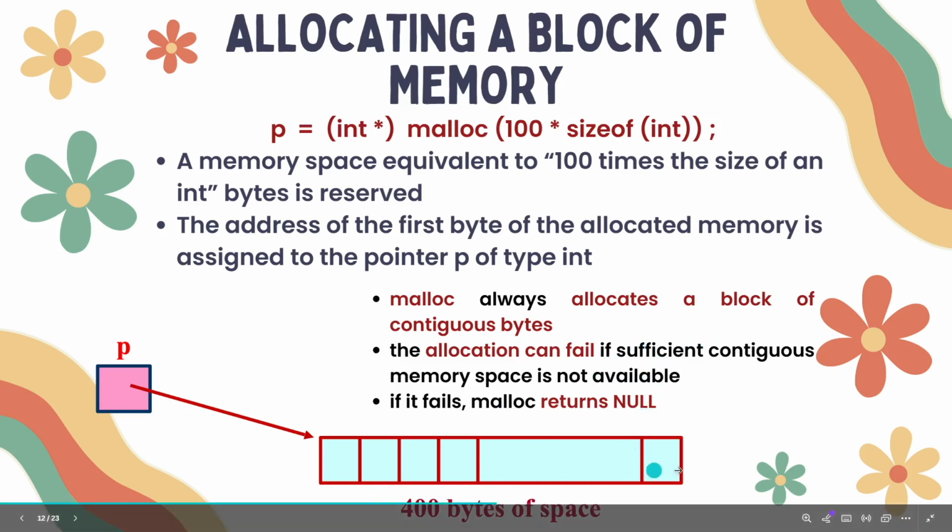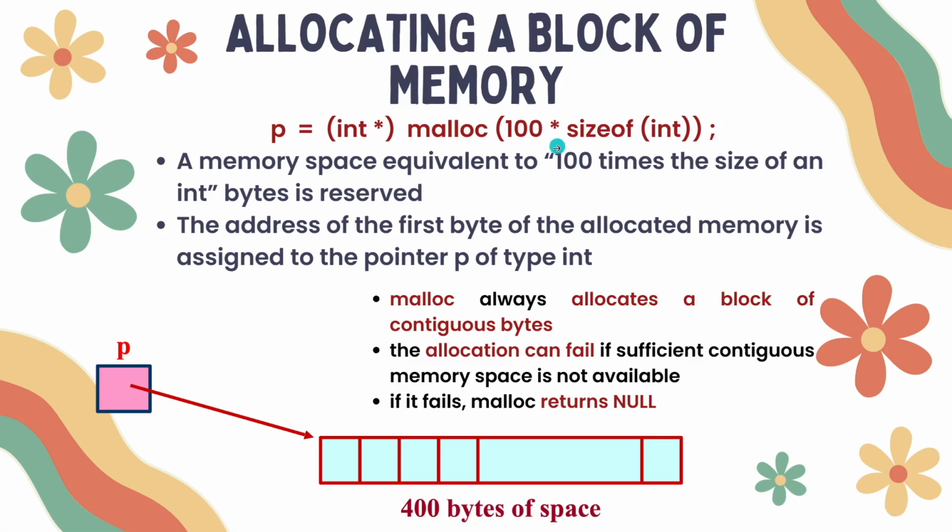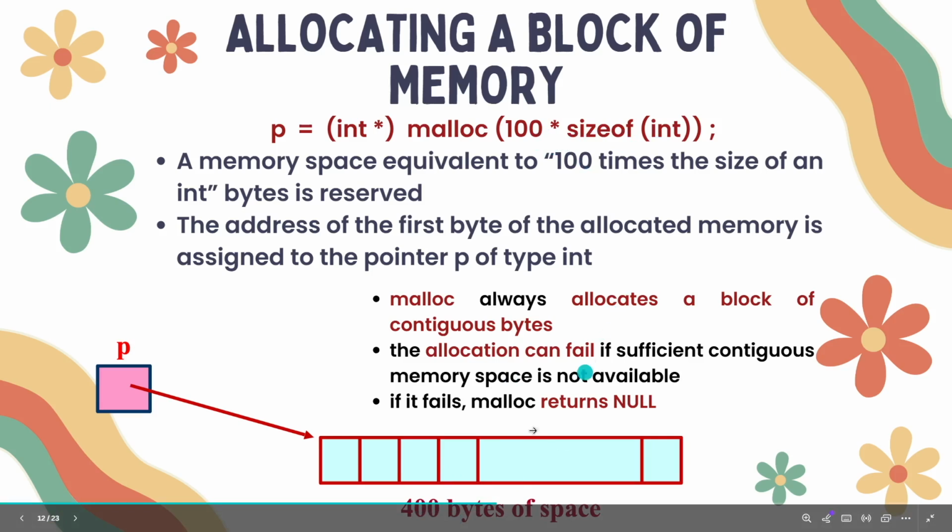So here in this example, we have requested 100 elements of type integer. Altogether it would turn out to be 100 into 4, which is 400 bytes. If malloc turns out to be successful, then 400 bytes would be reserved in memory, and we will have a pointer p pointing to the start of that memory location.